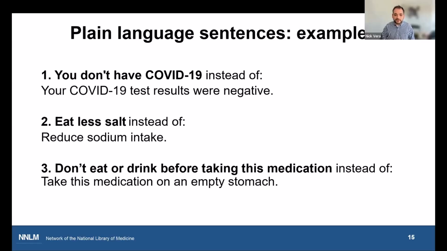The version of the second sentence, reduce sodium intake, could be confusing. Using plain language, it's simple to say, eat less salt instead. In the third example, take on an empty stomach. This one I think gets everyone at some point. The literal words are confusing. What does taking something on your stomach really mean? And empty of what? Food or drink? The plain language version is simply do not eat or drink before taking this medication, which again can be very hard.